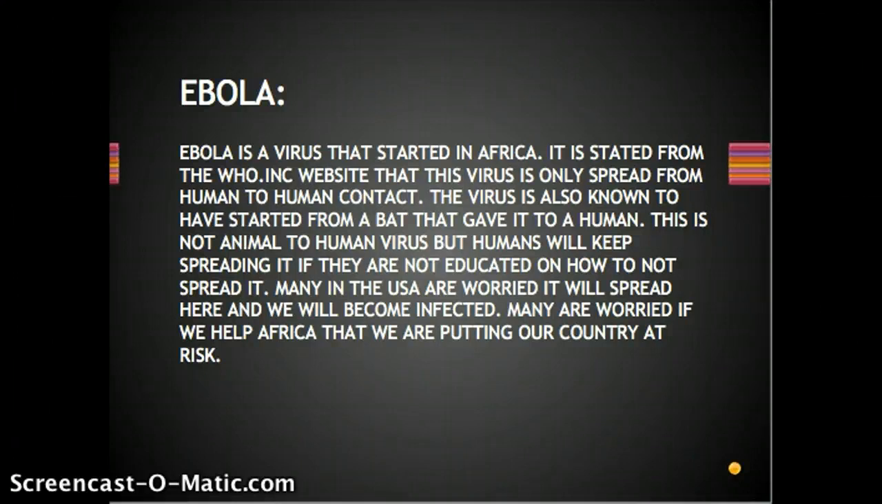It is stated from the WHO.int website that this virus is only spread from human to human contact. This virus is also known to have started from a fruit bat in Africa that came in contact with a human. Now, this is not an animal-to-human virus, as some people might think, that we can get it from fruit bats, but it's just when a human comes into contact with another human's saliva, any kind of saliva, blood, open sores, that will keep it spreading.